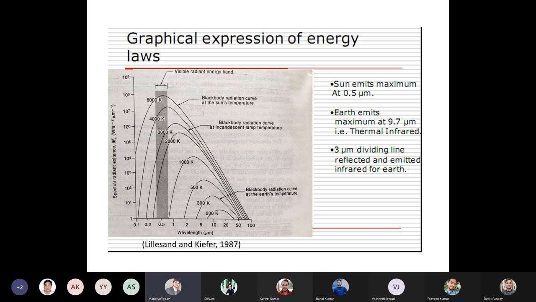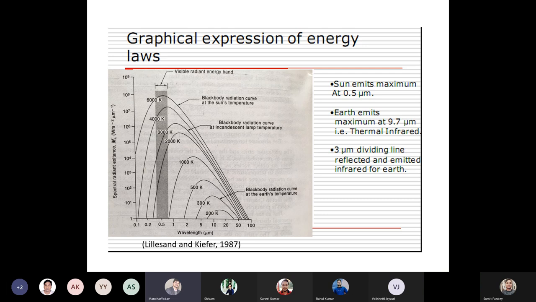Briefly, I would like to discuss the concepts we had already discussed previously. Corresponding to this particular graph, where we discuss the magnitude of spectral radiant existence with respect to wavelength, we have already derived certain conclusions on this graph, and that will later be helpful for us to understand the design of a remote sensing system.